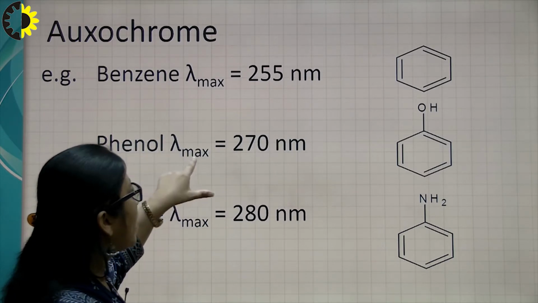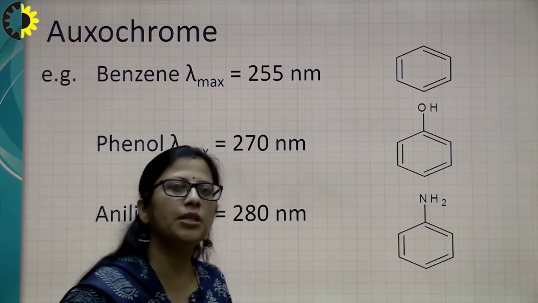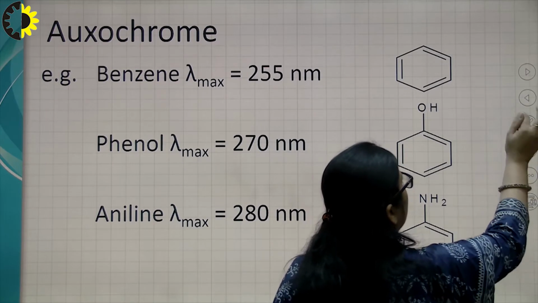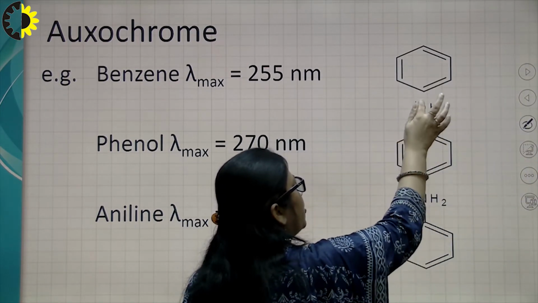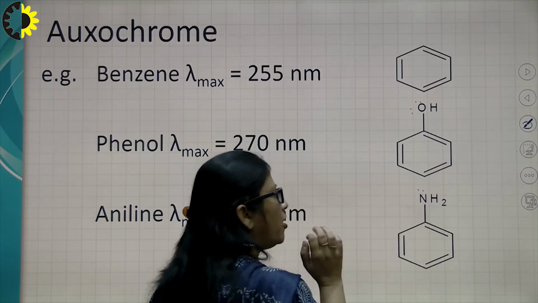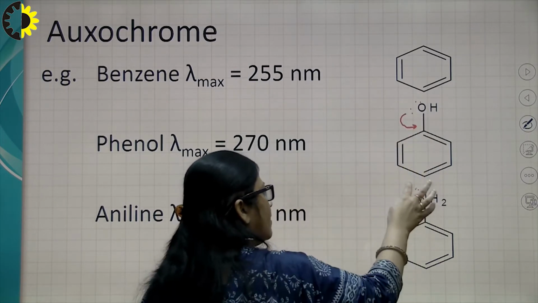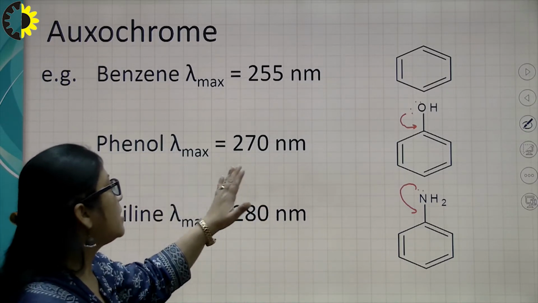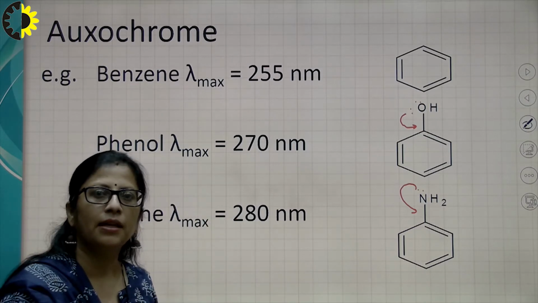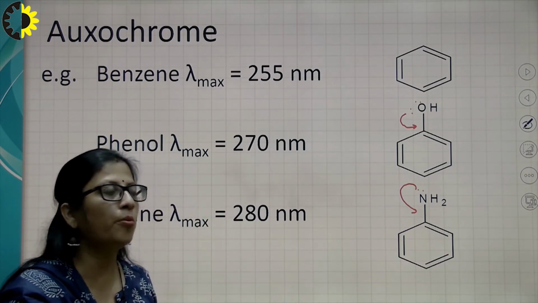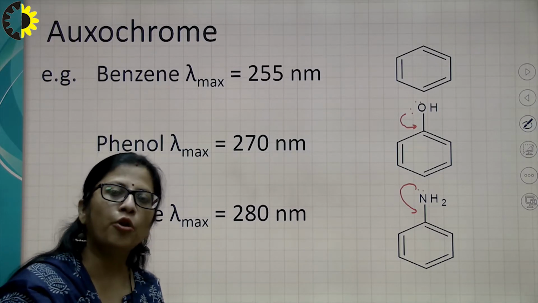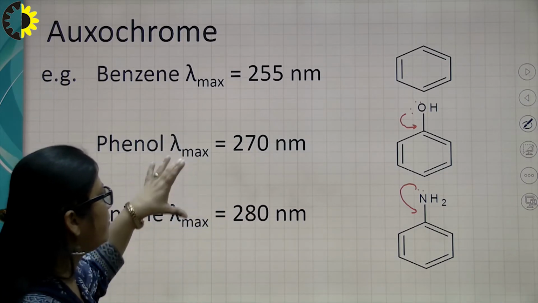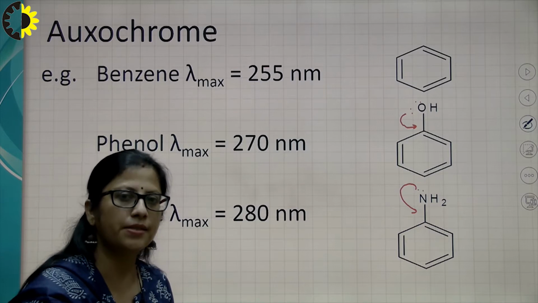But when I add a group like OH or NH2 to this benzene, then these OH or NH2 can increase the conjugation because they contain lone pair of electrons. So these electrons can extend the conjugation of benzene, and hence as a result the value of lambda max increases. So a new chromophore is formed by the combination of a chromophore and auxochrome, and they intensify the color. As a result, the value of lambda max increases.